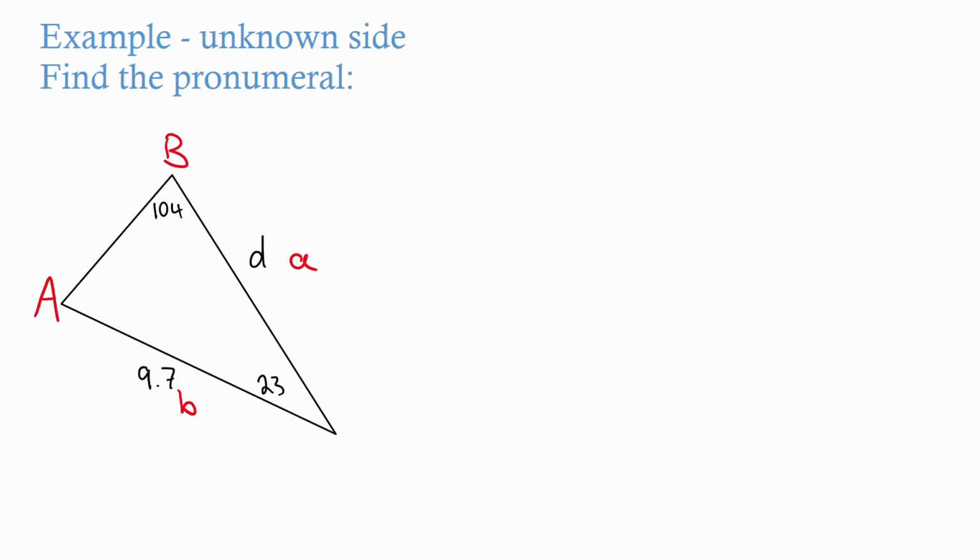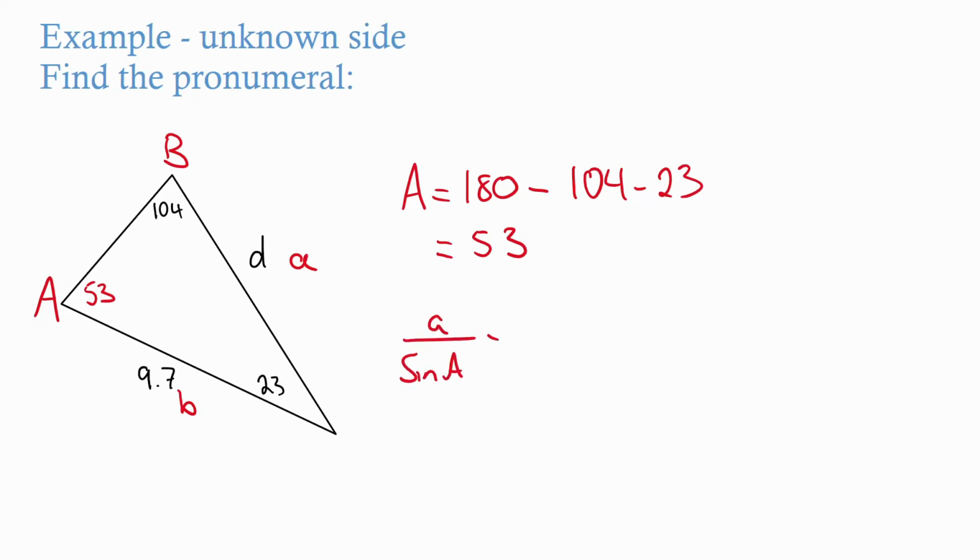This is where we use the angle sum of a triangle. The angle sum of a triangle is 180, so all the angles need to add up to 180. So I know that A is going to equal 180 minus 104 minus 23. That gets me 53. So I know that this angle is now 53. Now I've got everything I need: a capital B, a lowercase b, a capital A, and a lowercase a. Remember the formula was a over sine A equals b over sine B.